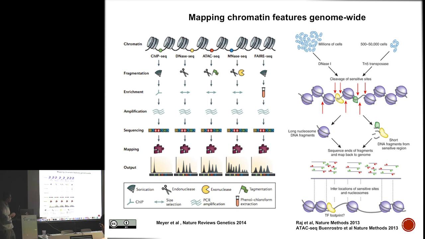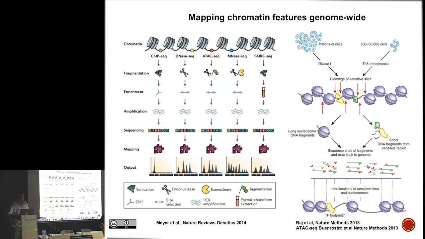We have these other methods called ChIP-seq, which looks at transcription factor-specific identification of binding, and that's through antibody enrichment. And then MNase-seq uses a micrococcal nuclease to look at the nucleosome structures that I talked about, and then FAIRE-seq, which uses formaldehyde-assisted digestion, which has been shown to look at open chromatin, but it's very noisy. So we're going to stick with ATAC-seq and DNase-seq for the rest of this talk.